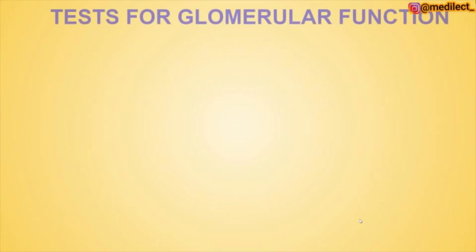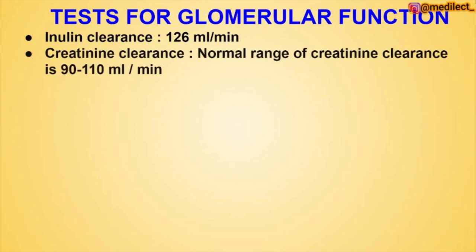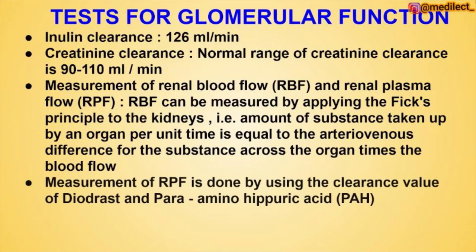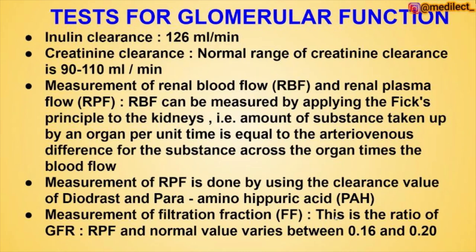Now, what are the tests for glomerular filtration? Inulin clearance, creatinine clearance, measurement of the renal blood flow and the renal plasma flow. Measurement of the renal plasma flow is done by using the clearance value of diodrast and para-aminohippuric acid. Also, measurement of the filtration fraction is done. So, these are the normal values of them.